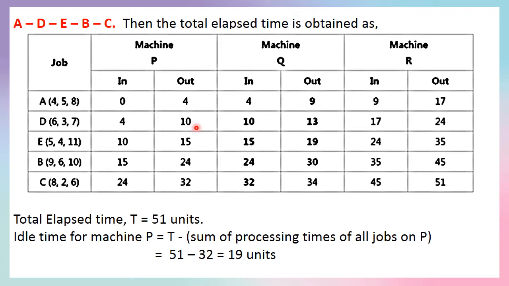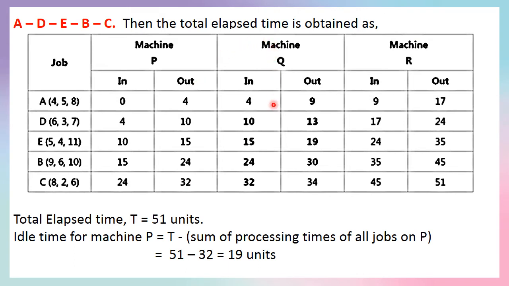So 4 plus 6 is 10, and again the next one can start at 10, and 5 units are required for completing that job. 10 plus 5 is 15. Like that we can finish the entire process on machine P, and the total time required for machine P is 32 units time.